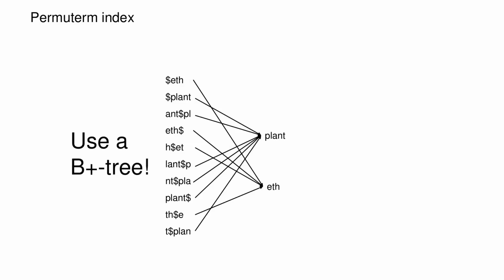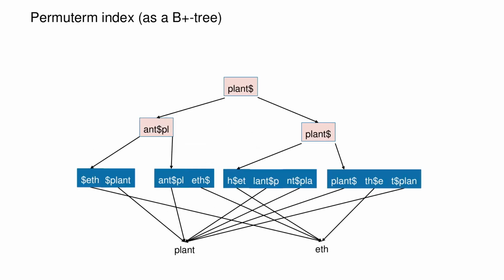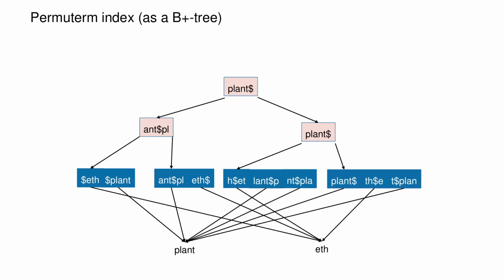So now I'm going to build this huge structure, a B+ tree, that indexes every rotation of every term. Like this, here I just have 2 terms, but imagine it with 1 million terms. I just have plant and ETH, and that's what I get. It's a B+ tree that indexes my rotations. That's called the permuterm index. And the permuterm index allows you to solve queries that have a wildcard in the middle.